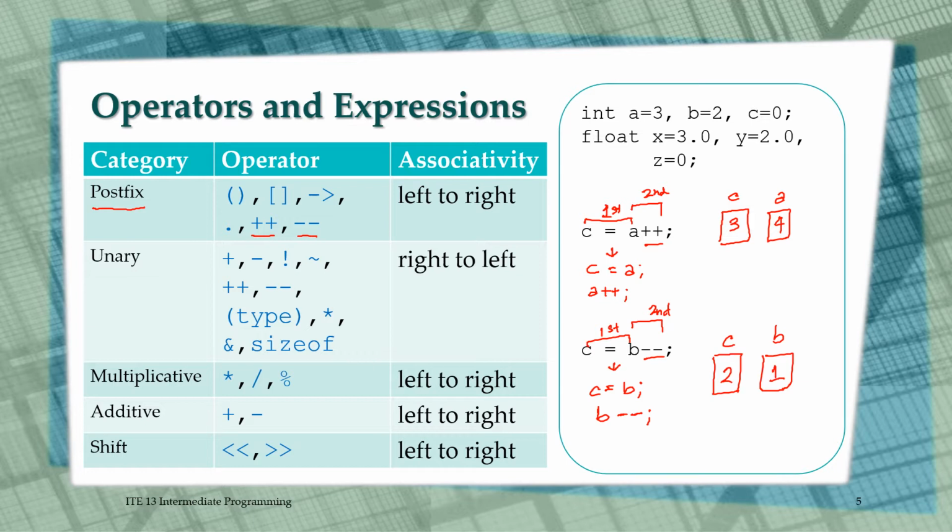These examples show the postfix incremental and decremental operators. With C equals A++, the compiler will assign the value of A to C first before performing the incremental operation. This is because the compiler interprets this code as C equals A followed by A++. The same situation goes with the second example. Thus, the values of C will be 3 and A will be 4 for the first expression, while on the second expression it would be C equals 2 and B equals 1.